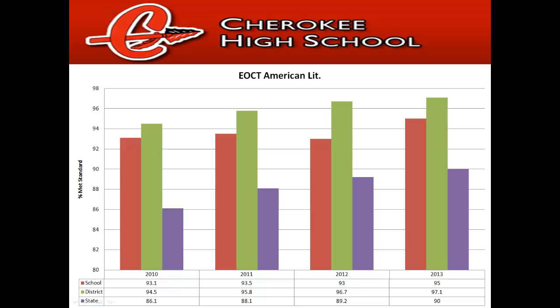In American Lit, Cherokee High School is almost right on par with the district and is well above the state for their meet percentages. In 2010, Cherokee High School was at 93.1, and by 2013 had increased to 95%. The district, over that same time period, increased from 94.5 to 97.1, with the state seeing an increase of 4% over that same time period, from 86.1 to 90.